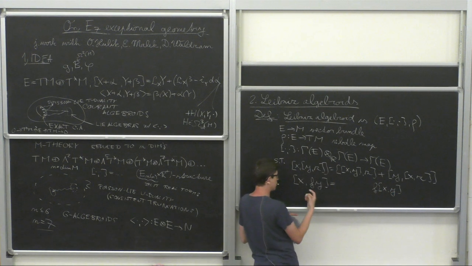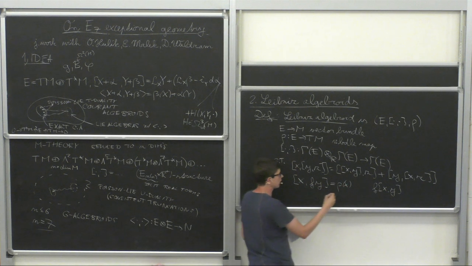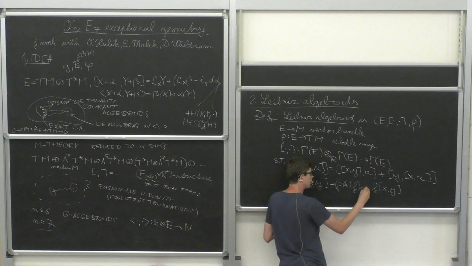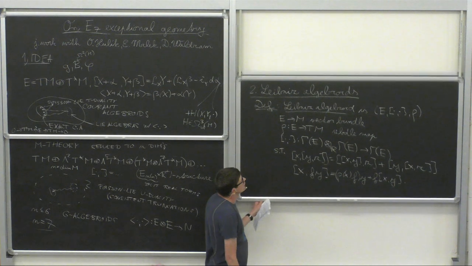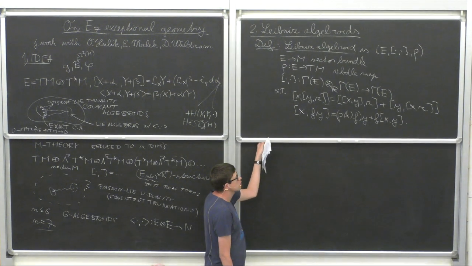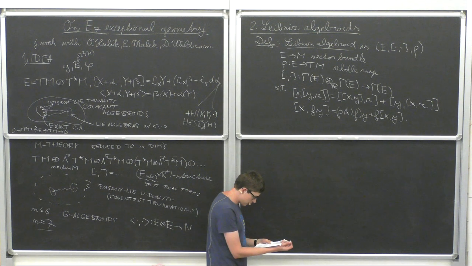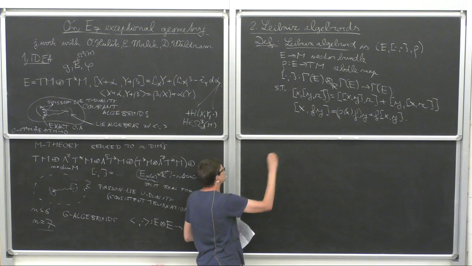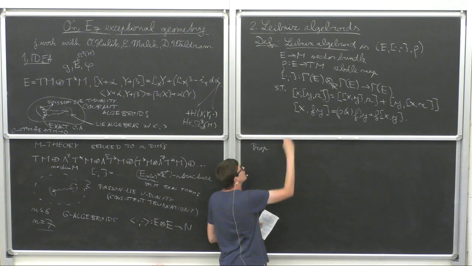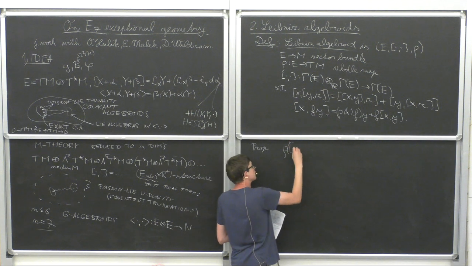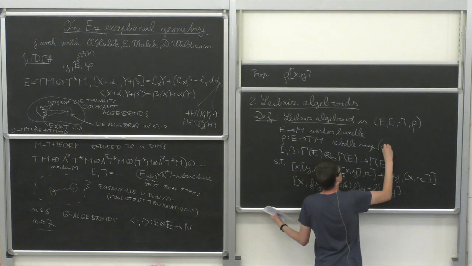For the first term, I will use the anchor to turn the section X into a vector field and then take the derivative of f. So this is the end of the definition. It's a very, very general structure. It's too general to be useful for our purposes, but it's nice to define it and illustrate some basic features. One nice property that you can prove by fiddling with these two axioms is that the bracket actually preserves the anchor, which is what this map is called.